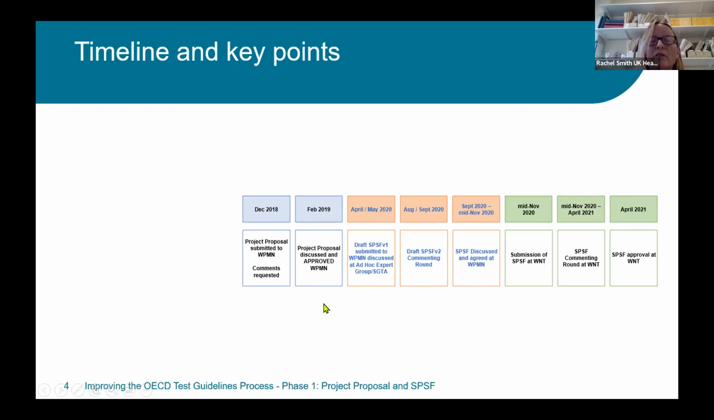And then following that approval, we went into the next stage, which is the SPSF at WPMN phase. We submitted our draft SPSF to WPMN and also discussed it with an ad hoc expert group, the steering group on testing and assessment, and had a couple of commenting rounds before presenting it again at WPMN and getting agreement from them on proceeding. We then went into submitting the SPSF to WNT in November of 2020, and then went through a commenting round before it was approved in April 2021.